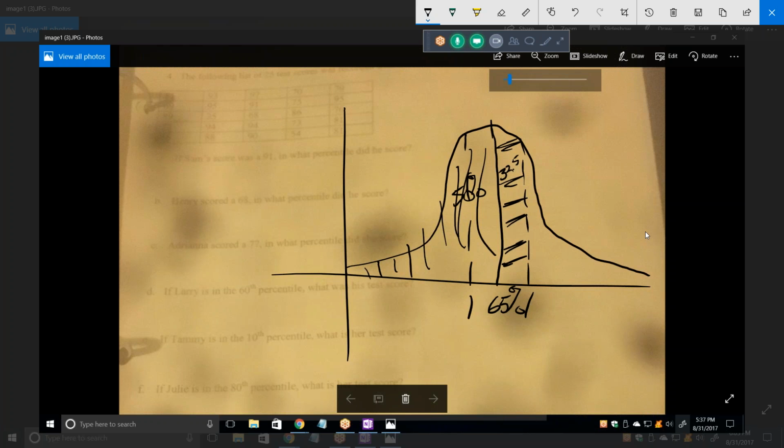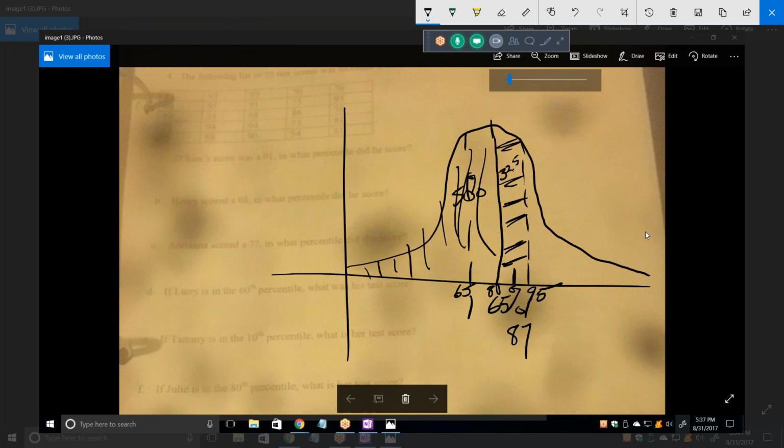Now, let's say our mean was 80, our standard deviation was 15, so this is 65. This is 95. 65% of the scores are going to lie between 65 and 95. And this is 80. What about this point right there? That score is 87.